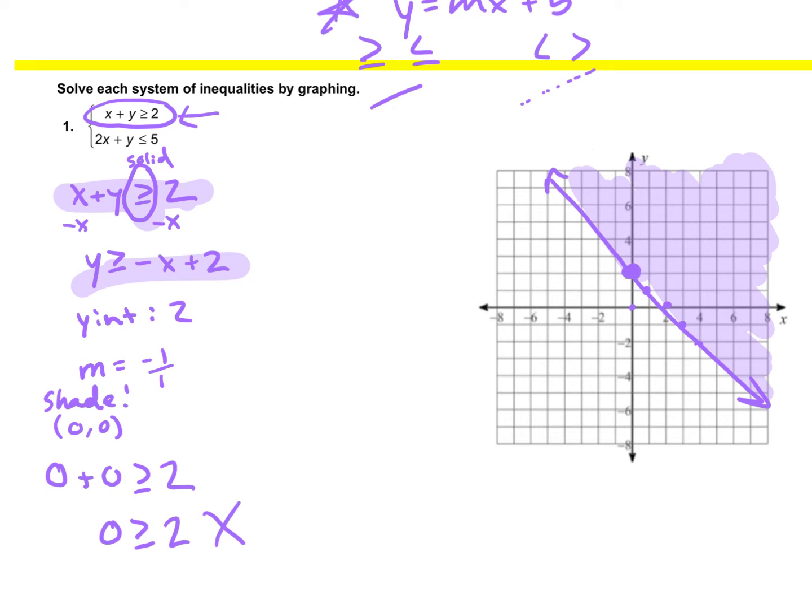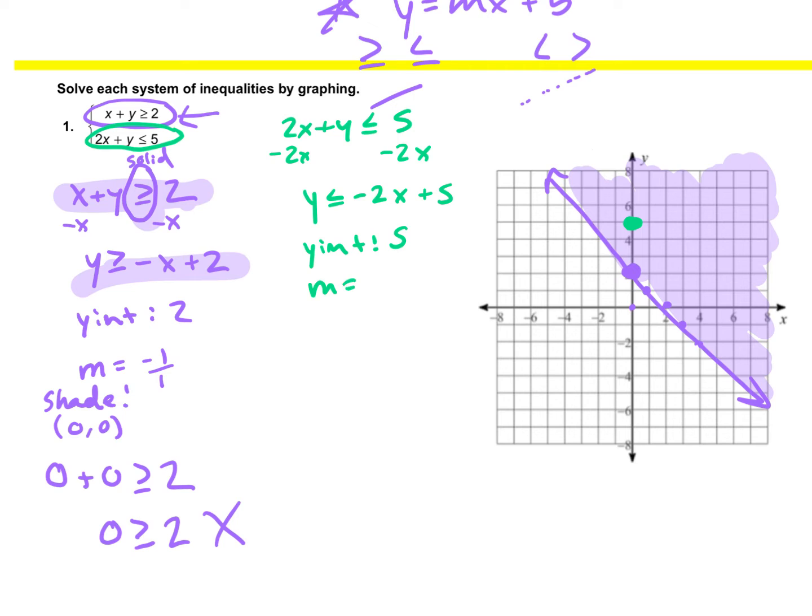So the second one I'm going to do in green. So I have 2x plus y is less than or equal to 5. What's the first thing I need to do? Minus 2x on both sides. I want to get it into slope-intercept form. So I have y is less than or equal to negative 2x plus 5. What's my y-intercept? Positive 5. So I'm going to put a point at positive 5.